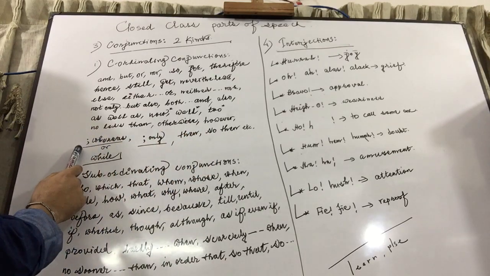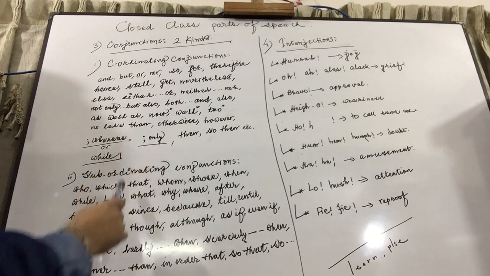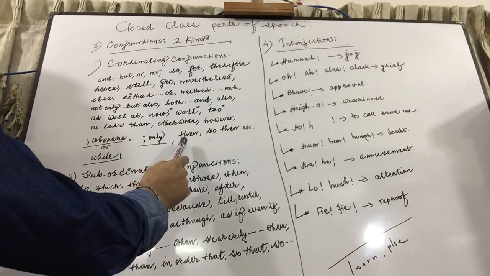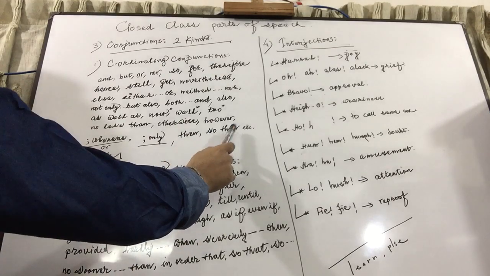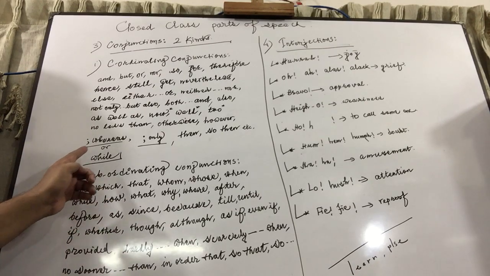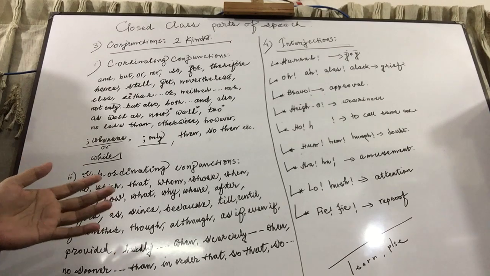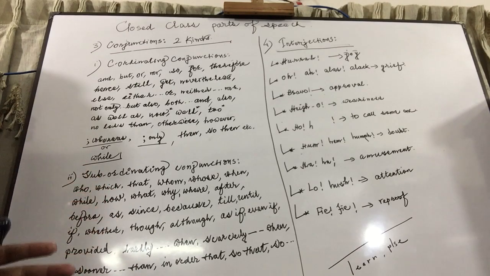Whereas: before whereas there will be a semicolon. Only: before only there will be a semicolon. Then, so then it is. Whereas, sometimes instead of whereas you can use while, when two statements are joined together.